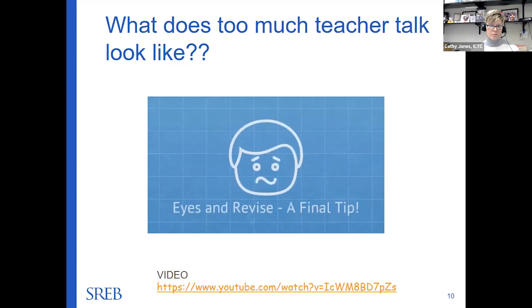In closing, here's a final tip. Eyes and revise. The best language teachers are always paying attention to learners' eyes. If your students look like this, it's time for some modification.